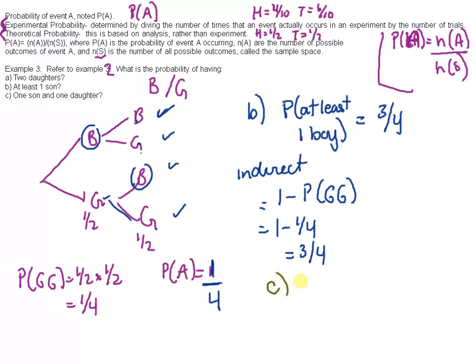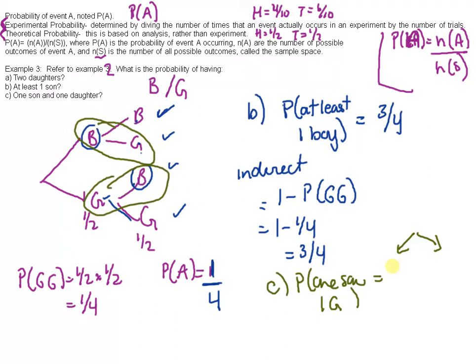Now C asks the probability of 1 son, 1 daughter. I'll put 1 girl. Okay, and we know that this is 2 different cases. Okay, we see it here and we see it here. Okay, so 1 son and 1 girl. Oh, we can just put 2/4. So it happens 2 times out of 4 possible answers, which is 1/2.